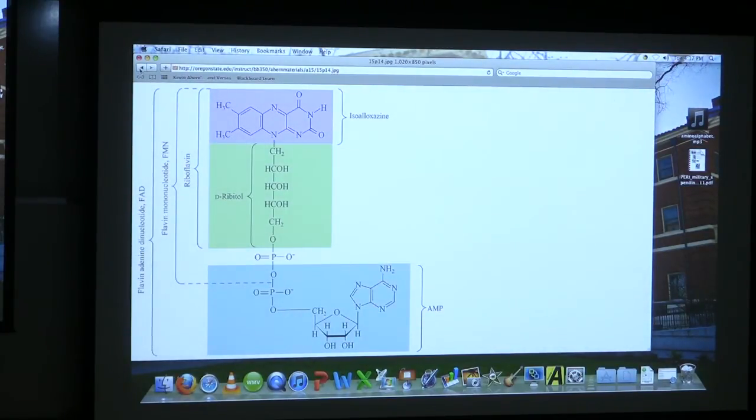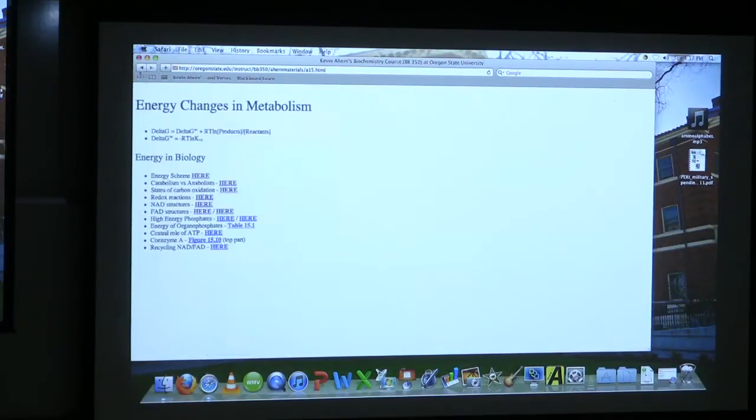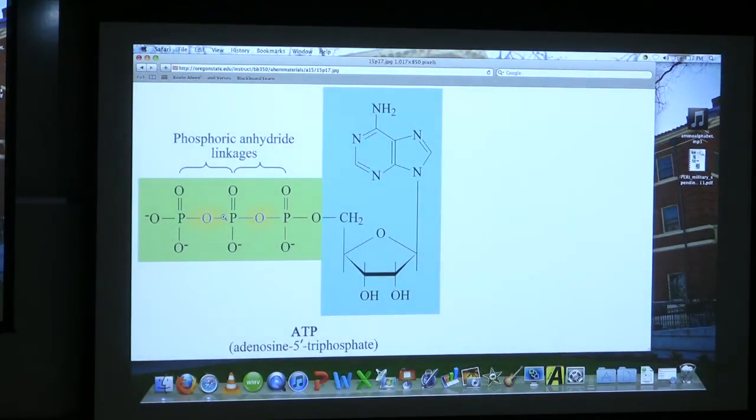There's a big bunch of structures. Question? Okay. All right.